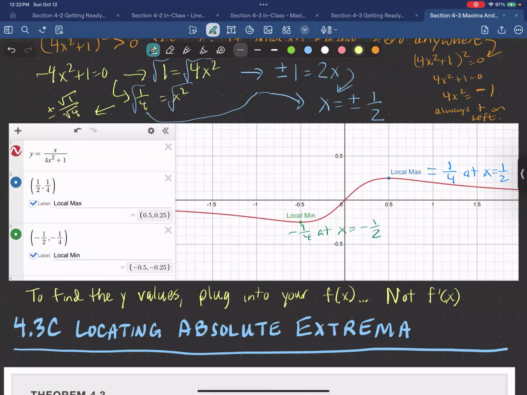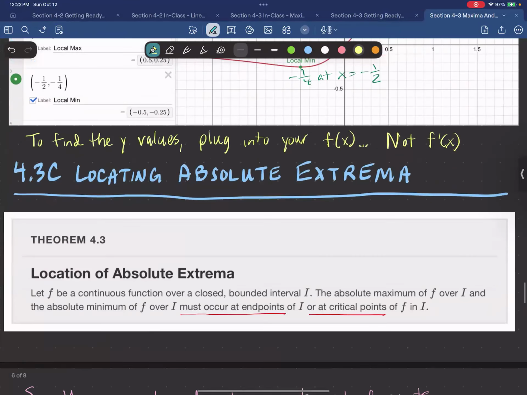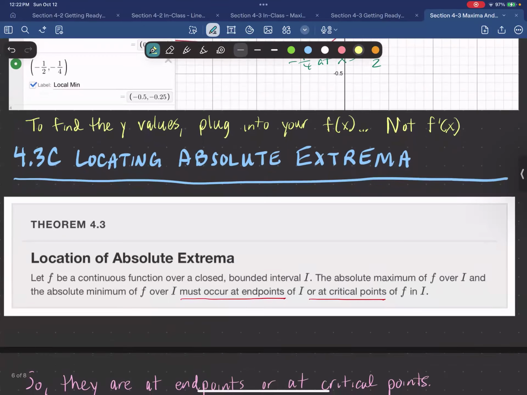We're gonna look at locating absolute extrema here. So we're gonna say f is a continuous function on a closed and bounded interval. If it's on a closed and bounded interval and it's a continuous function, we will have an absolute max and an absolute min somewhere in it. And it will occur at either endpoints or at critical points.